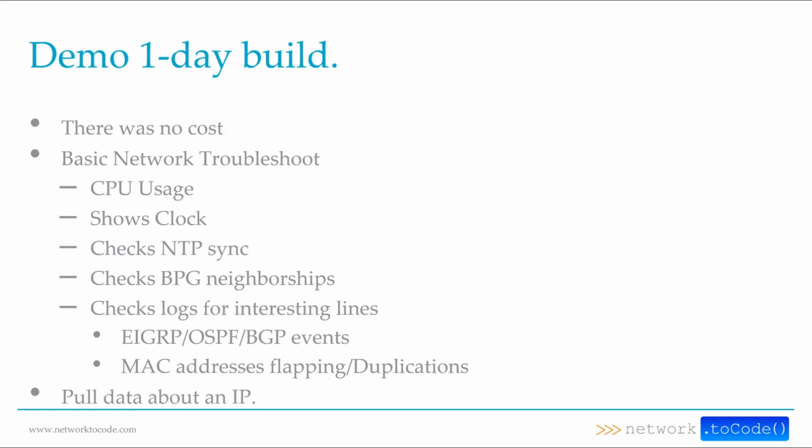You're interested in this, but you don't actually know how much you can get working in a short amount of time. Well, I sat down one Saturday and built a one-day demo. There was no cost to anything I did. I implemented some basic network troubleshooting, such as checking the CPU usage, the NTP data, checking the BGP neighborships, and running through the logs for lines of interest, such as OSPF, BGP, and EIGRP events, and looking for indications of a layer 2 loop.